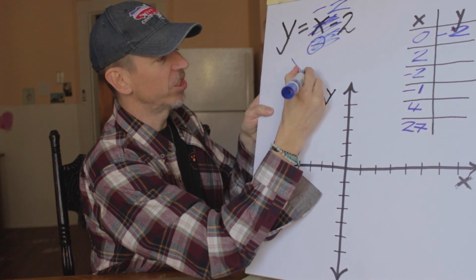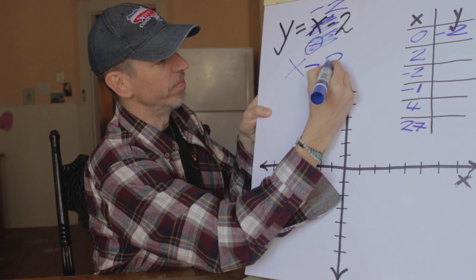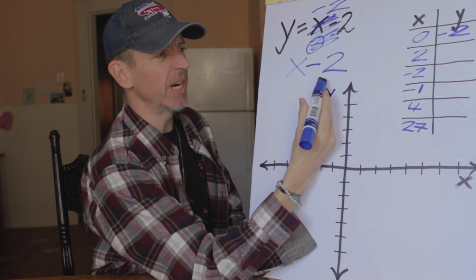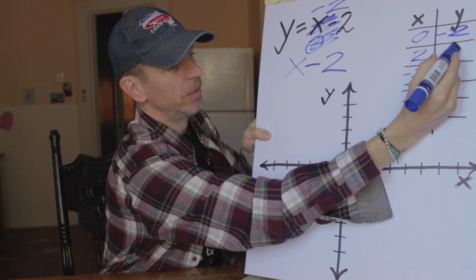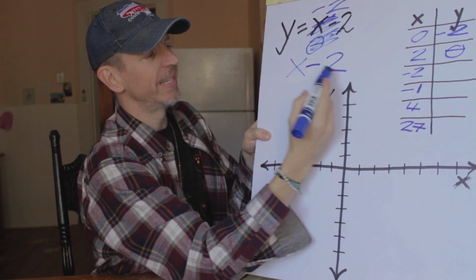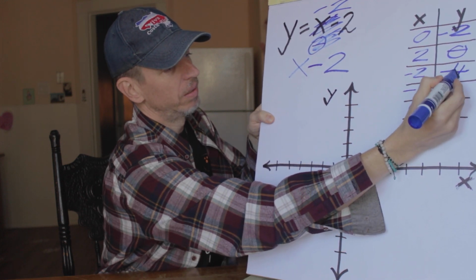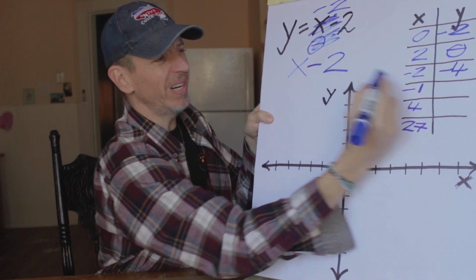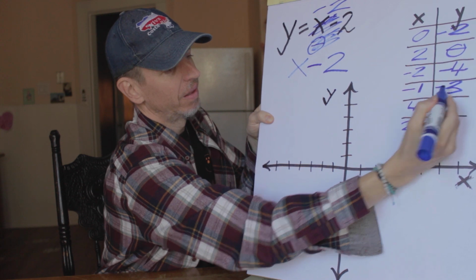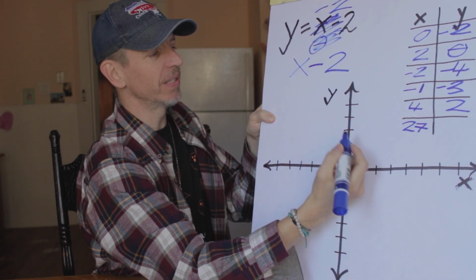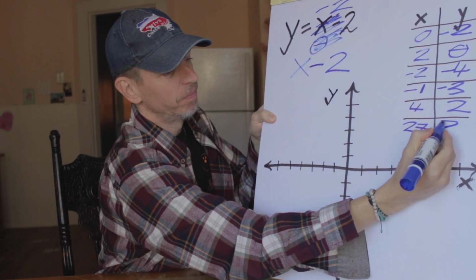Again, the function is x minus 2. 2, in place of the x, minus 2, that's 0. Negative 2 minus 2, that's negative 4. Negative 1 minus 2, that's negative 3. 4 minus 2 is 2. And 27 minus 2, that's 25, right?